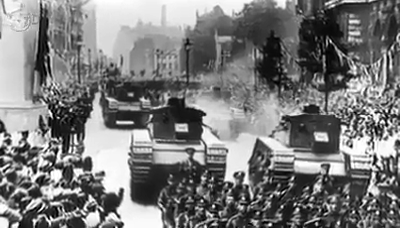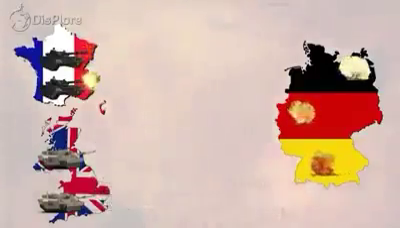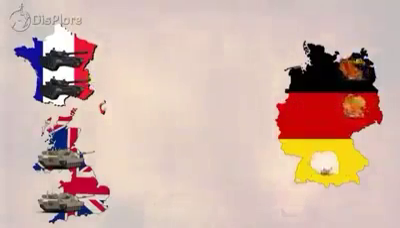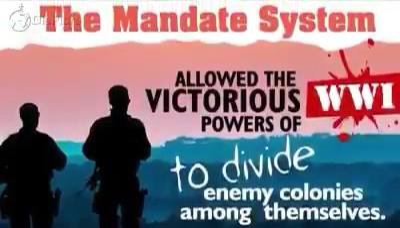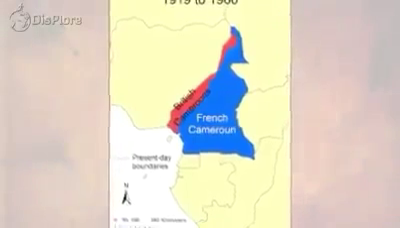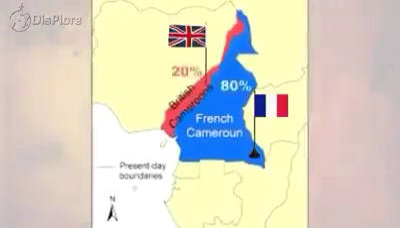When the First World War broke out in July 1914, France and Britain, who were allies, combined forces and defeated Germany. After the defeat, all former German colonies became mandated territories. In 1919, Cameroon was partitioned between Britain and France as trusteeship territories. France was given 80% of the territory while Britain received 20%.